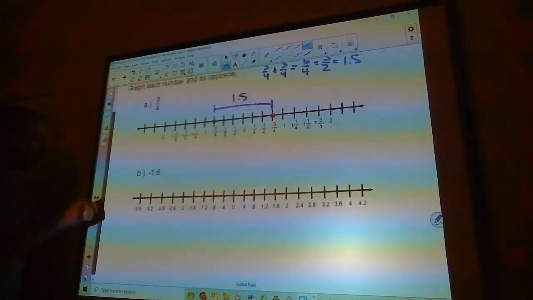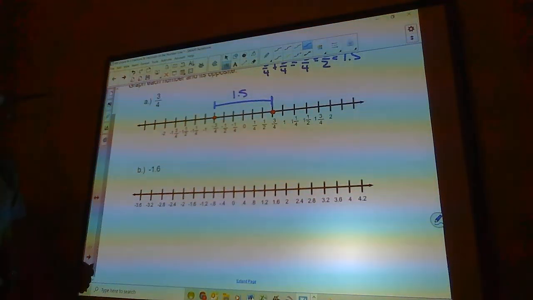All right, graphing -1.6 and its opposite. I'll give you a second to do this one on your own real quick. And then just jump back on and make sure you got it right.